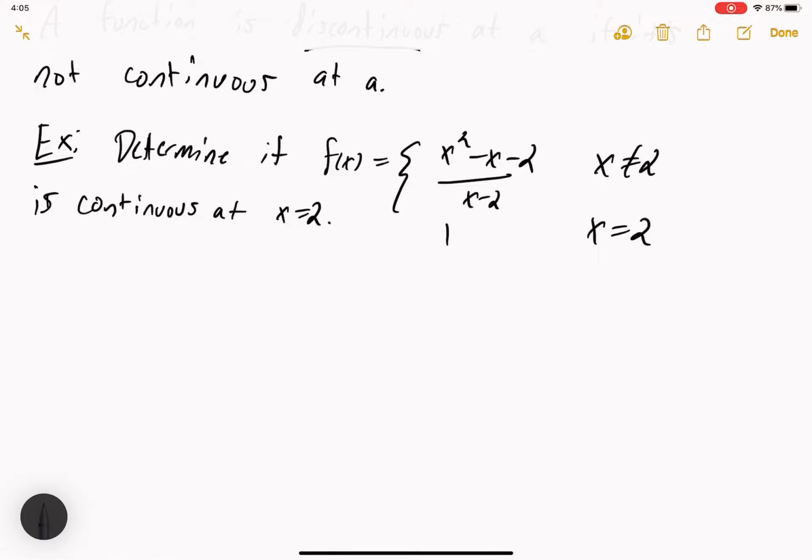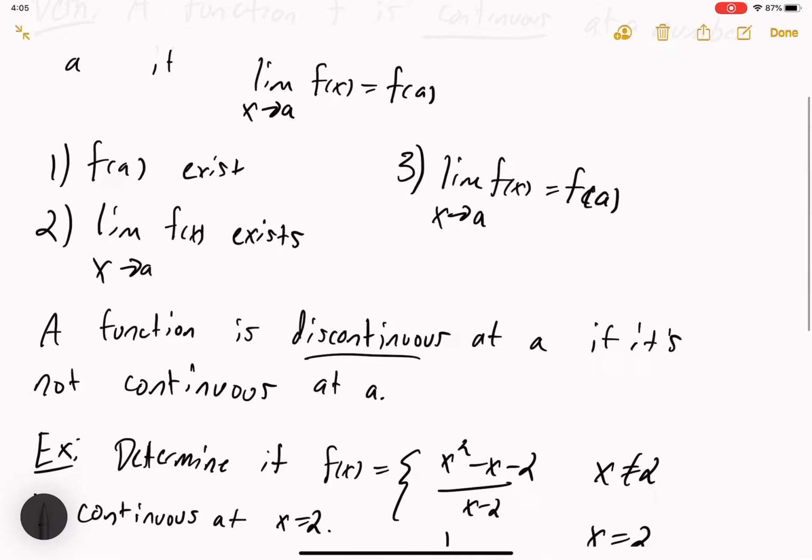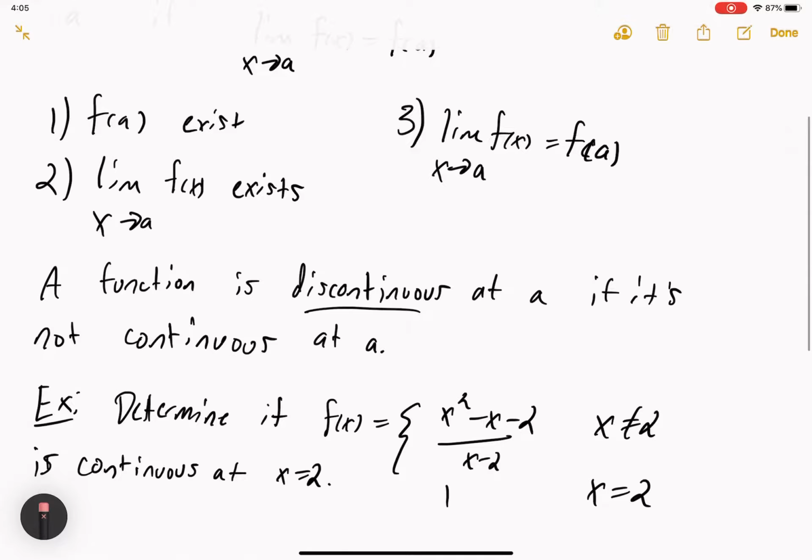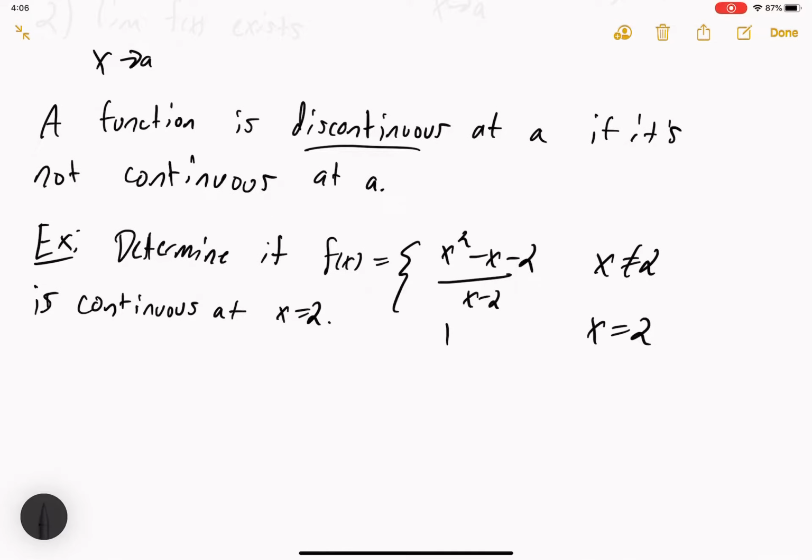So the function is defined differently at two different values. To show that a function is continuous, we need that f of a exists. In this case, our a is equal to 2. So at 2 we get 1. So f of 2 is equal to 1. That's our first thing.